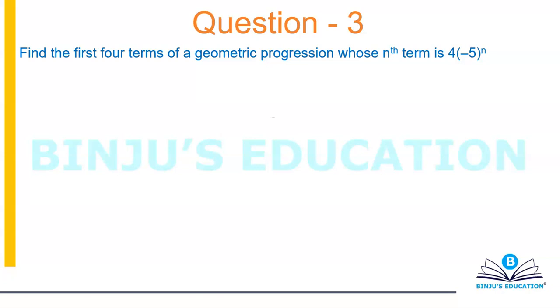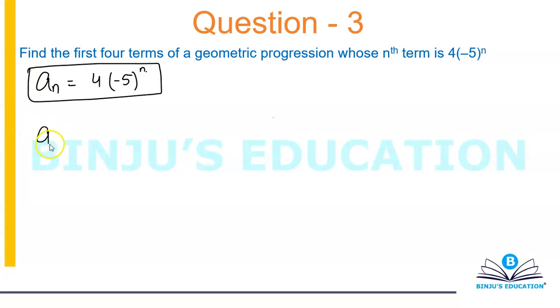Alright, let's try this one. Find the first 4 terms of a geometric progression whose nth term is given as 4 into minus 5 to the power n. You need to calculate the first 4 terms of this GP.